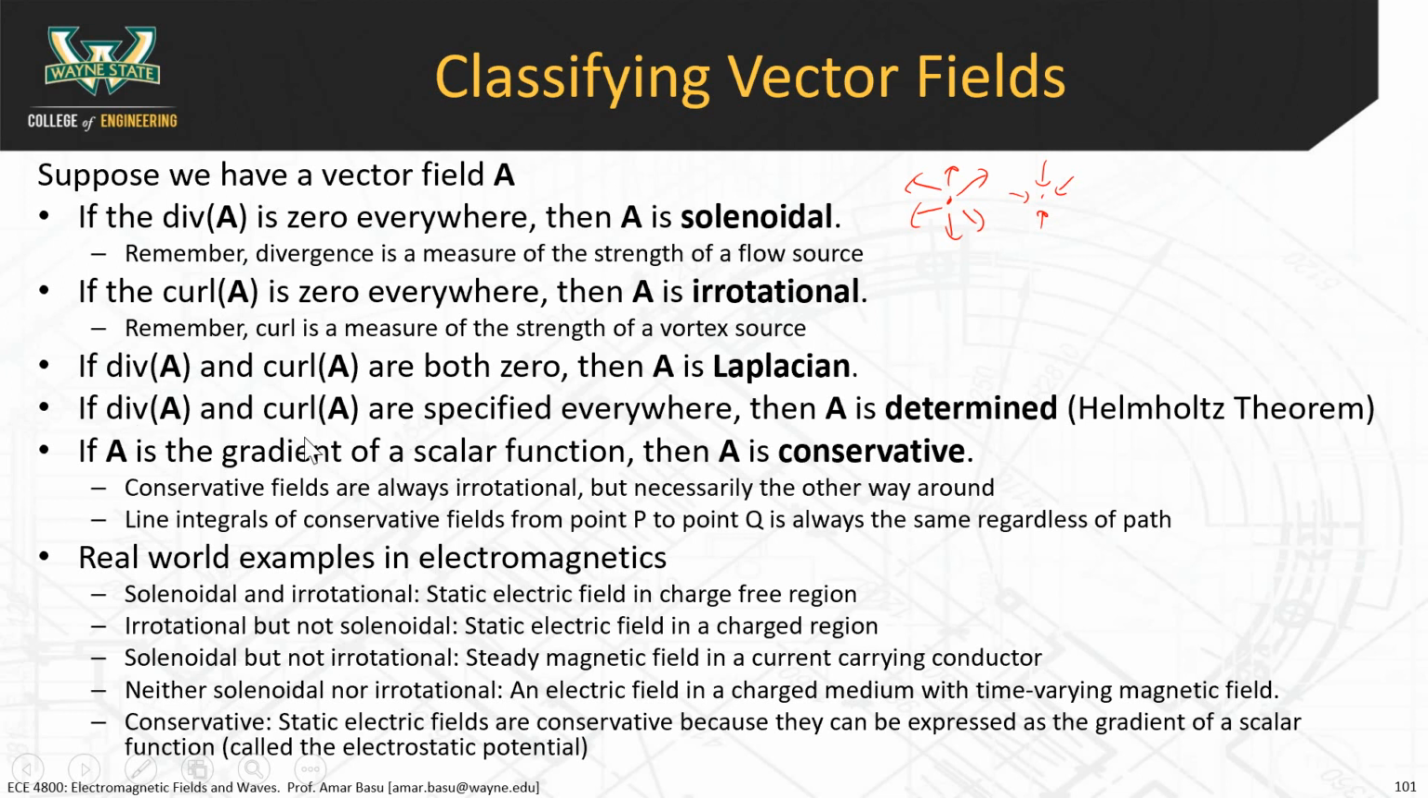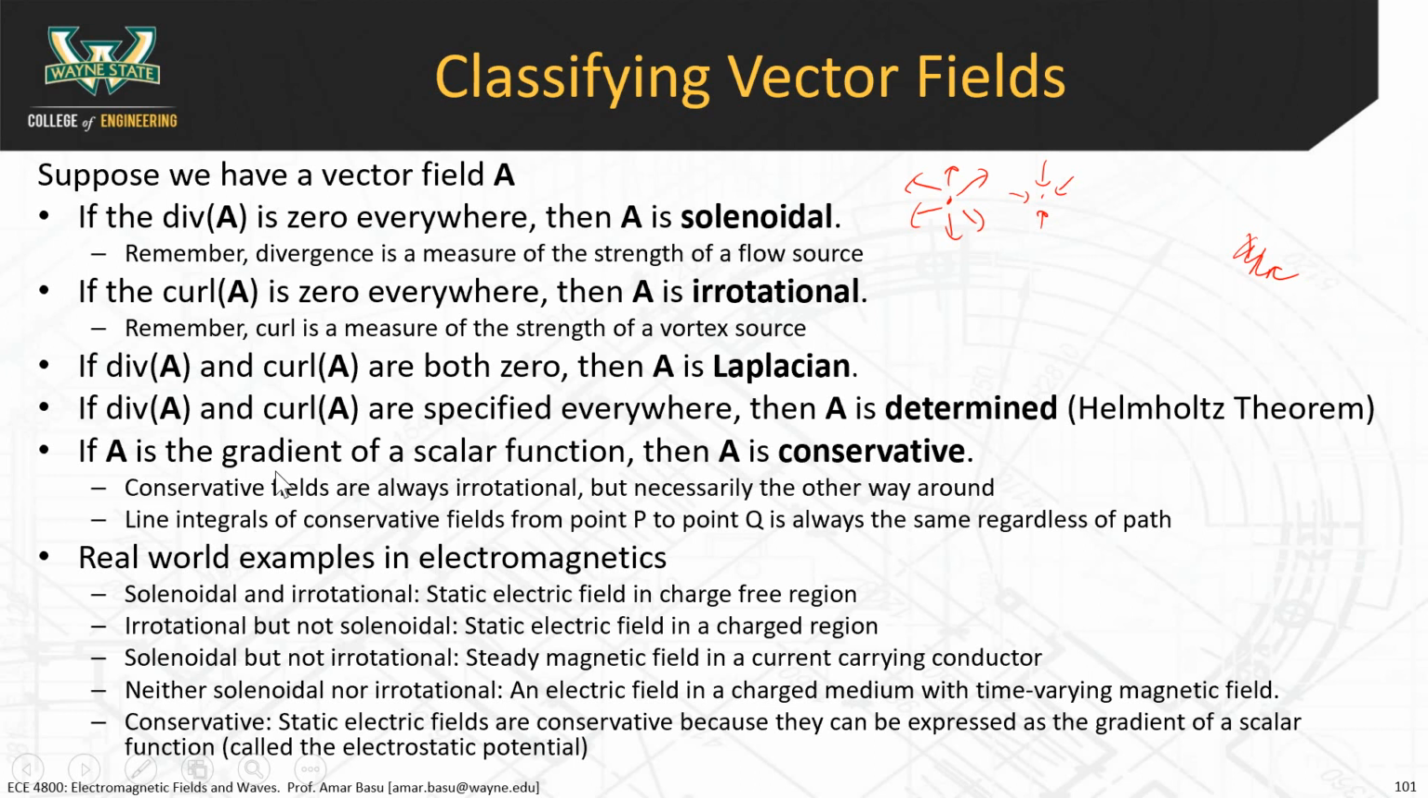If the divergence and curl are specified everywhere, then A is determined. This is the Helmholtz theorem. Specified means that the divergence and curl have solutions everywhere. So, if you find that the curl happens to be 1 over r, then at r equals 0 the curl is not defined. That's an example of where the curl is not defined at a specific point. If it's specified everywhere, then A is determined.